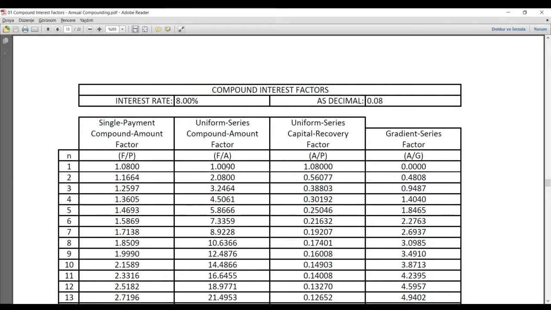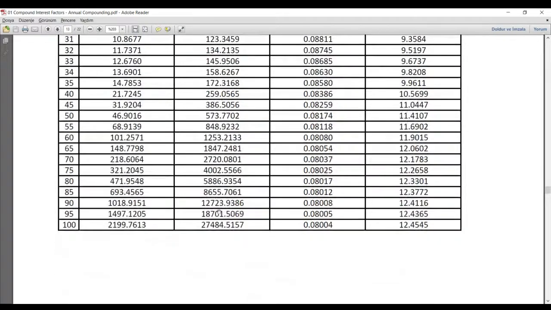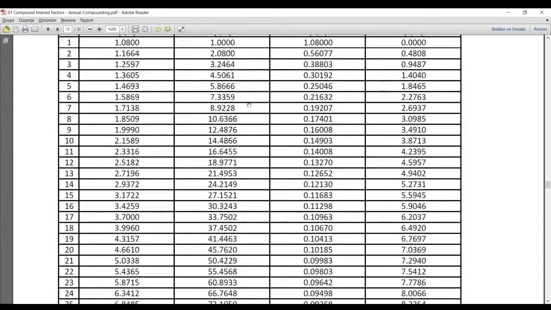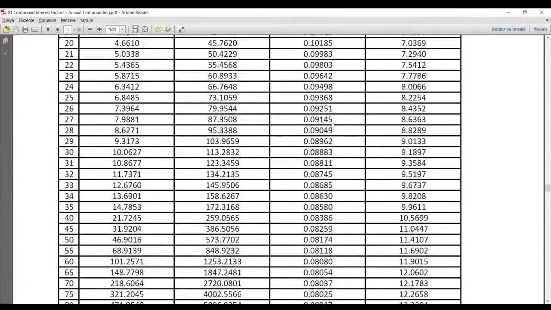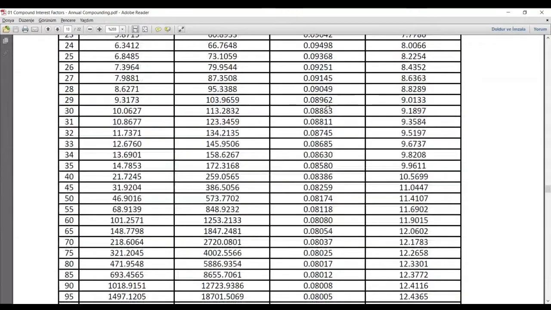For this value, the multiplicative inverse of 1 is 1, and if you add 0.08, you get 1.08. And you can try it for any value in that row. For example, 1 over 27,484 point something is going to be a very, very small value. And if you add 0.08 to that small value, you get something like 0.08004. So as the F over A values increase in the second column, the values in the third column are converging to 0.08, which is exactly the decimal interest.